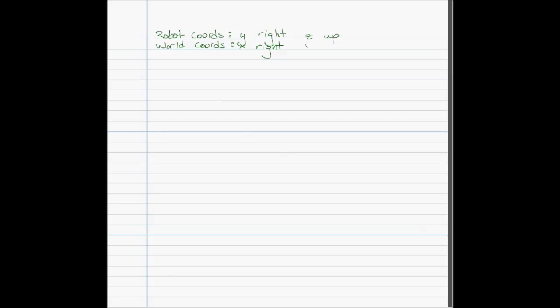and y points up. And I also happen to know that the origin of the robot coordinate frame is located at 10, 2, -4 in world coordinates. So I'll subscript that with a W.